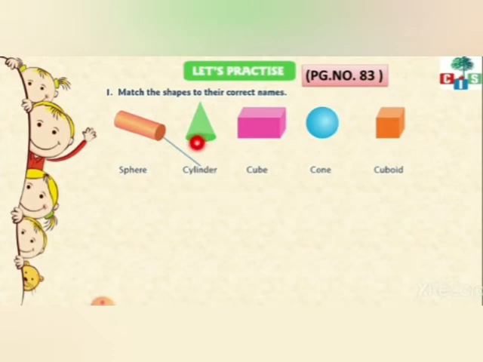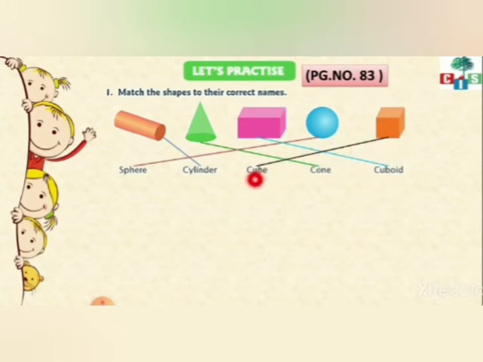Now look at this. This is the shape of a cone. Look at the third one. This is the shape of a cuboid. Look at the fourth shape. This is the shape of a sphere, right? Now, look at this. This is the shape of a cube. So, teacher has marked it, right? So, I have matched each shape with their correct names. Now, let's move to the next question.